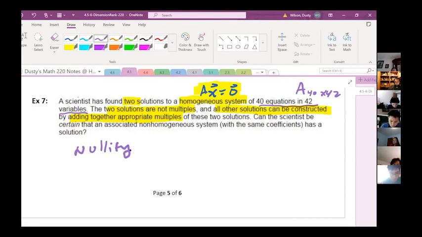That's the dimension of the null space. The first part says found two solutions, and the two solutions are not multiples, which tells us that the nullity is greater than or equal to 2. Then all other solutions can be constructed by adding together those appropriate multiples, and so the combination says it's going to be equal to 2. Okay.